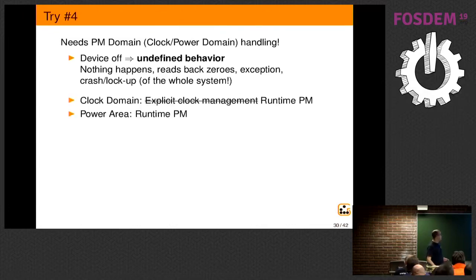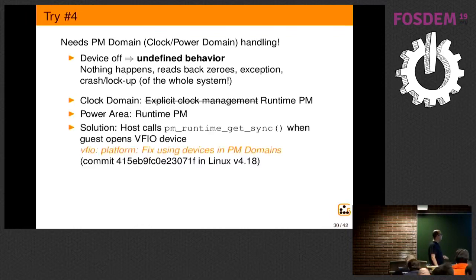So how do you control clocks? Many drivers still do that using explicit clock management, but that doesn't work well because Linux has this nice system called runtime PM, where it will take care of that automatically. For power areas, there's no other option than to use runtime PM. You cannot just tell Linux to power on this power area. So the solution there was to add runtime PM support to the VFIO driver in Linux. That one did get accepted upstream, and after that we have clock control.